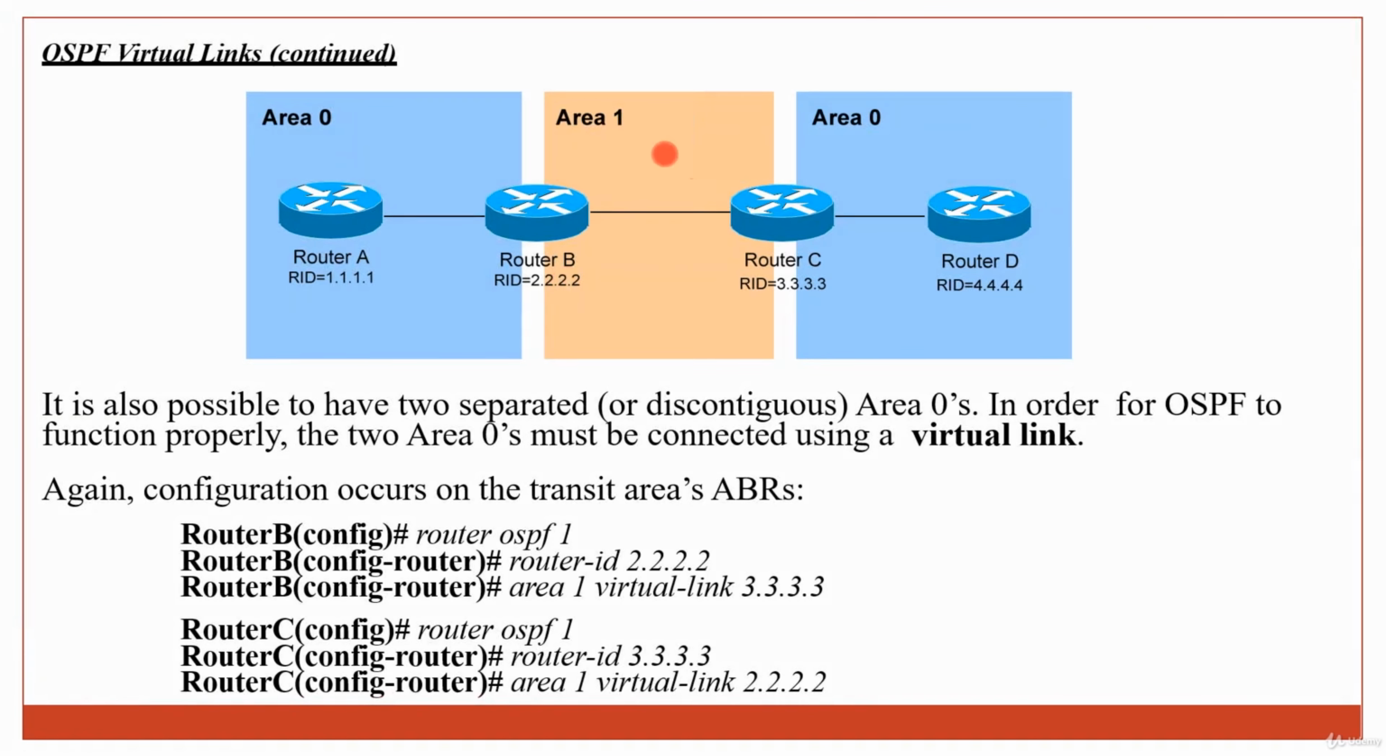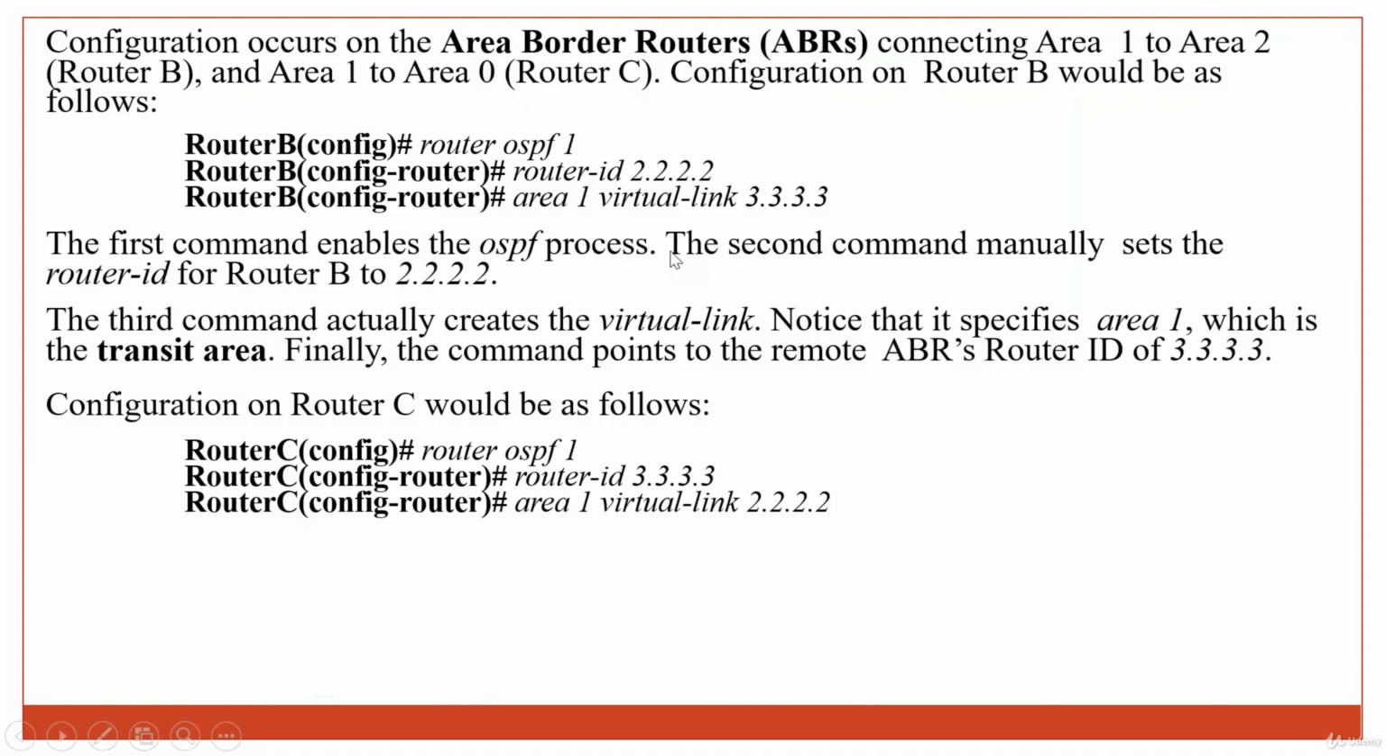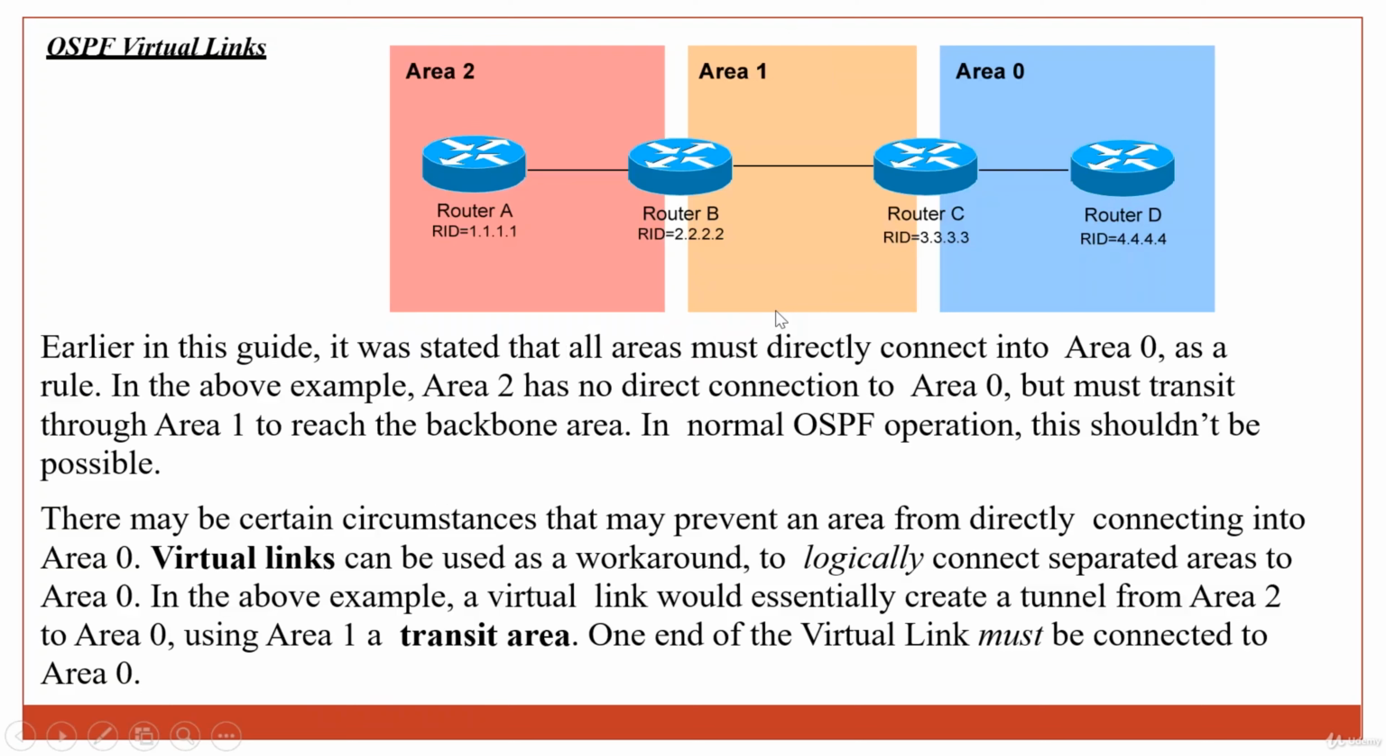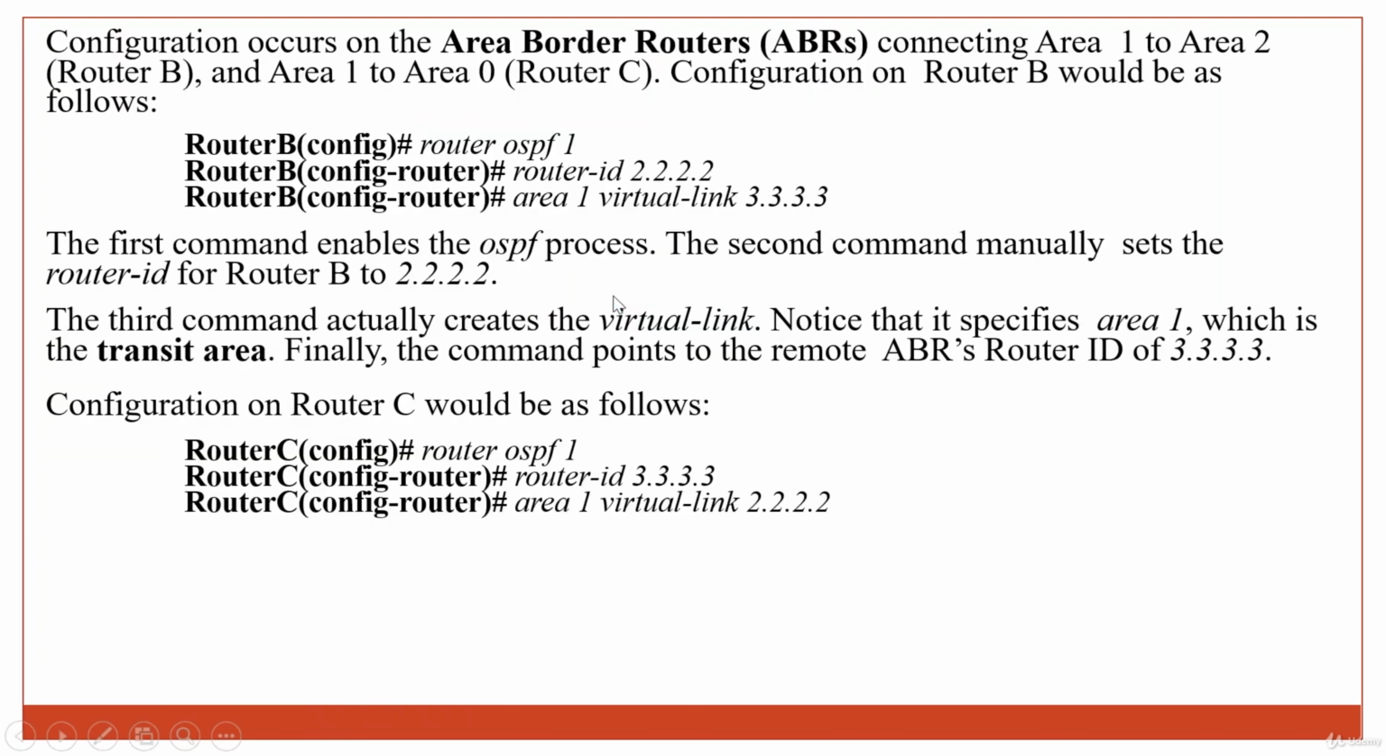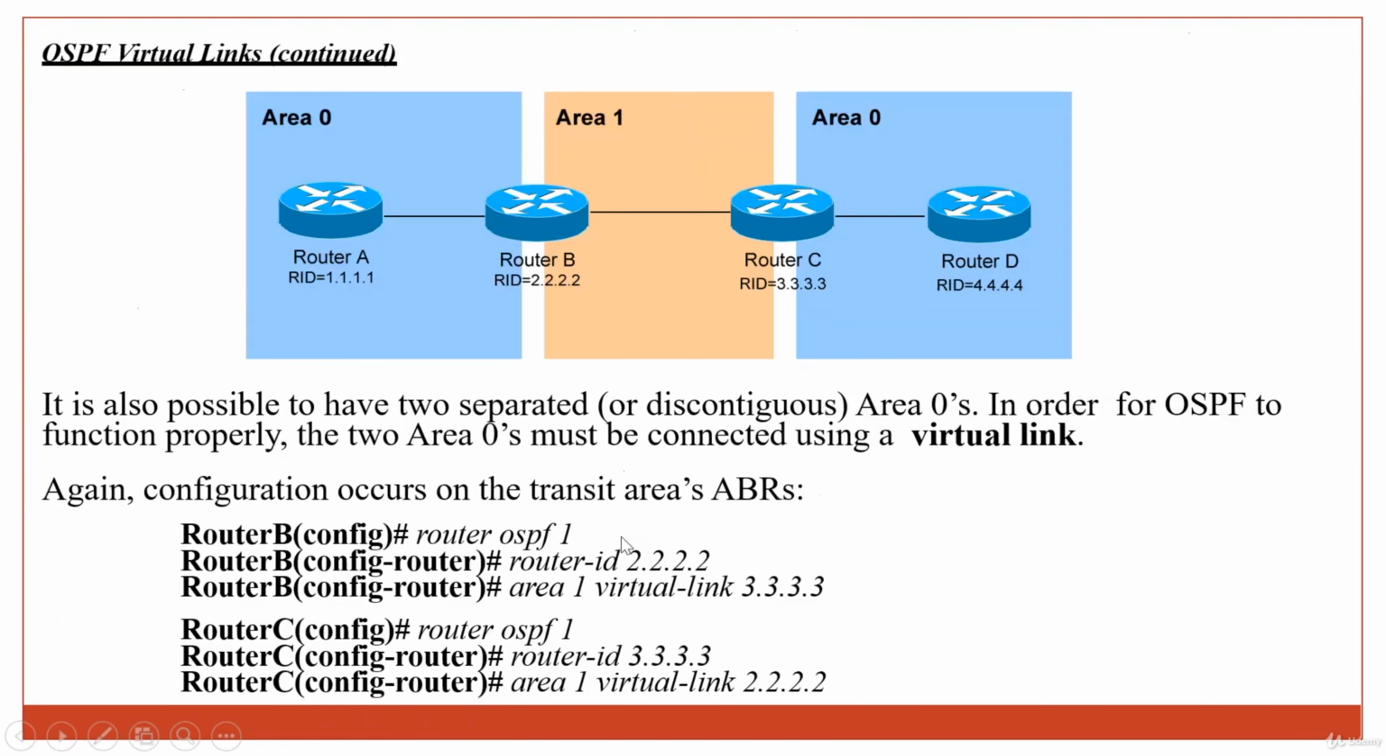So area 1 is working as a transit, and then I have a tunnel in between, say for example, area 0 and another area. So let me go back here. Here you can see the classical example: you have area 0, area 1 and area 2, and then you are creating the virtual link in between.